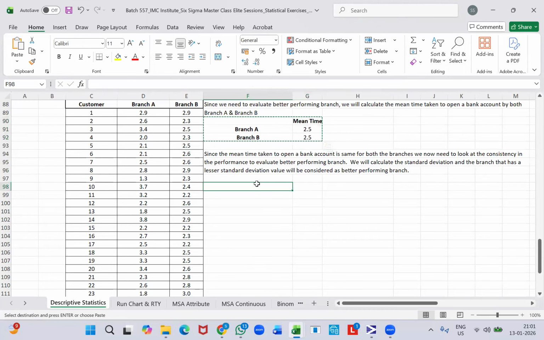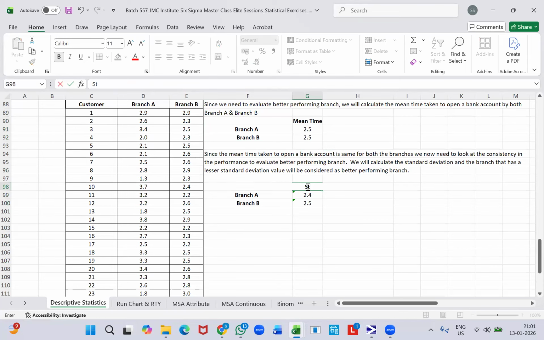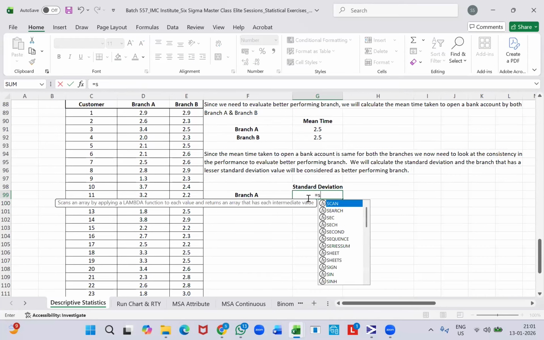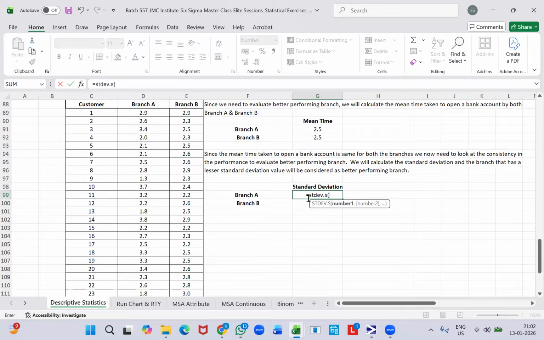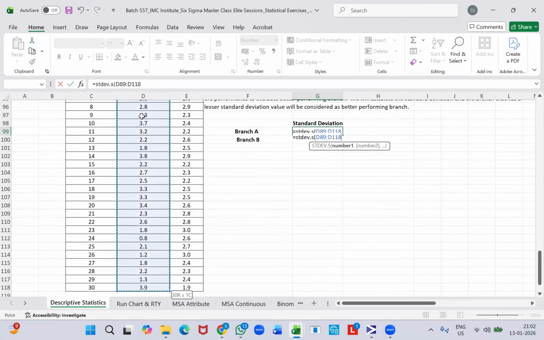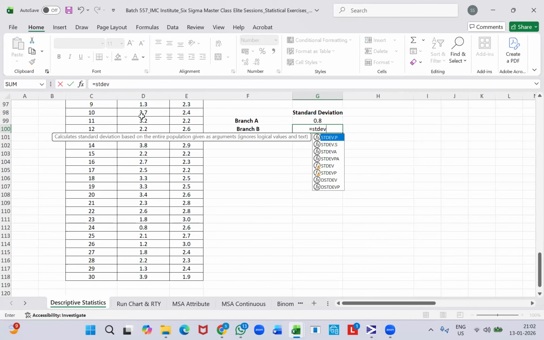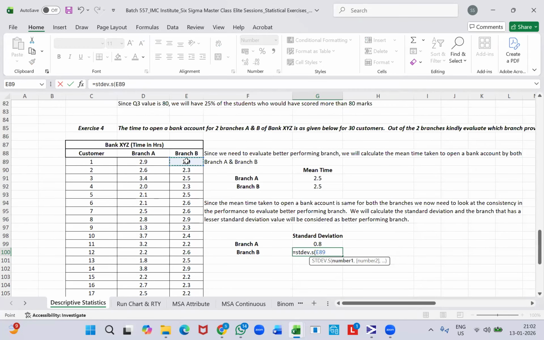So we will calculate the standard deviation. Let me just copy paste this format. Instead of mean time, I'll be calculating the standard deviation. So what is the formula we need to apply for calculating the standard deviation? It is equal to STDEV.S and provide the range of the data set. So this is for branch A, and then I need to calculate for branch B, STDEV.S, and then provide the range of the data set for branch B.